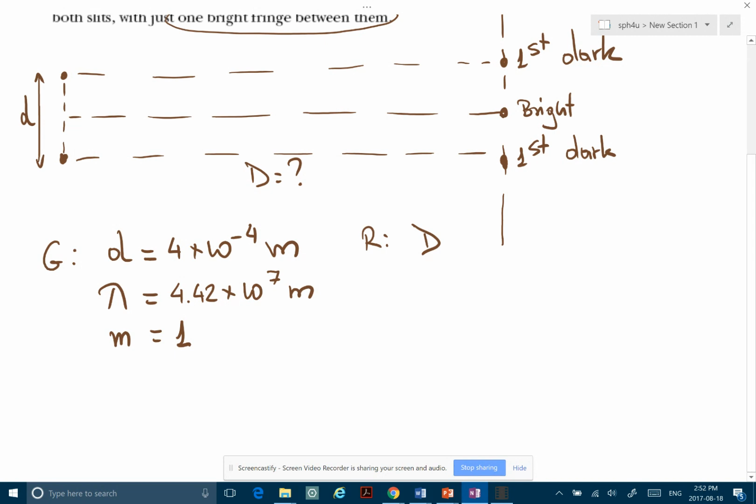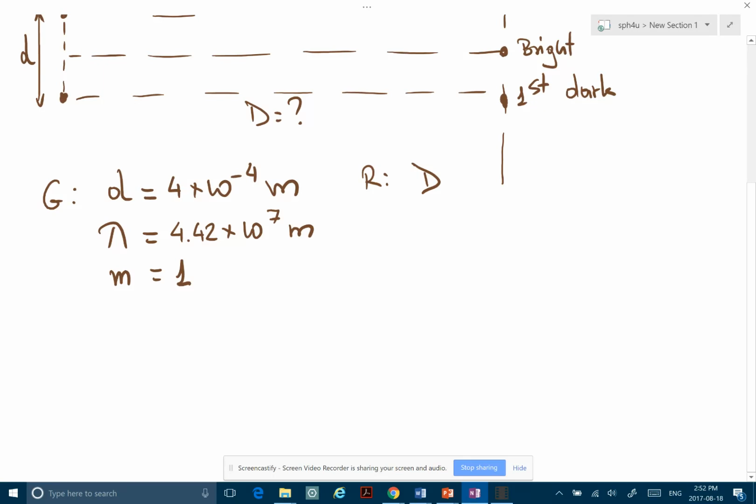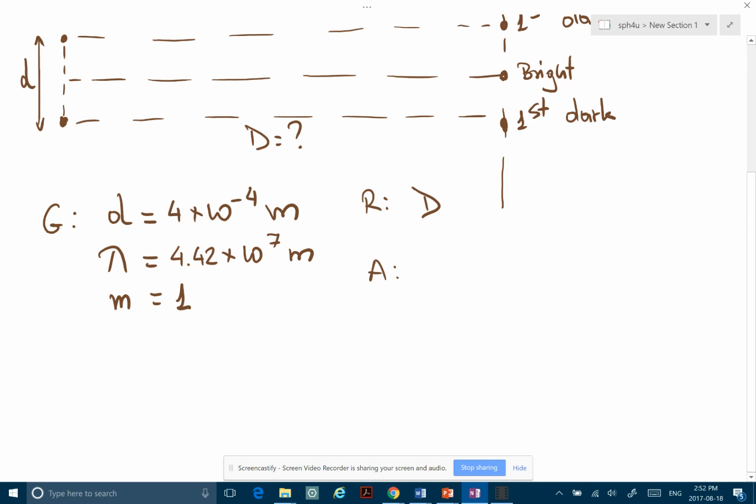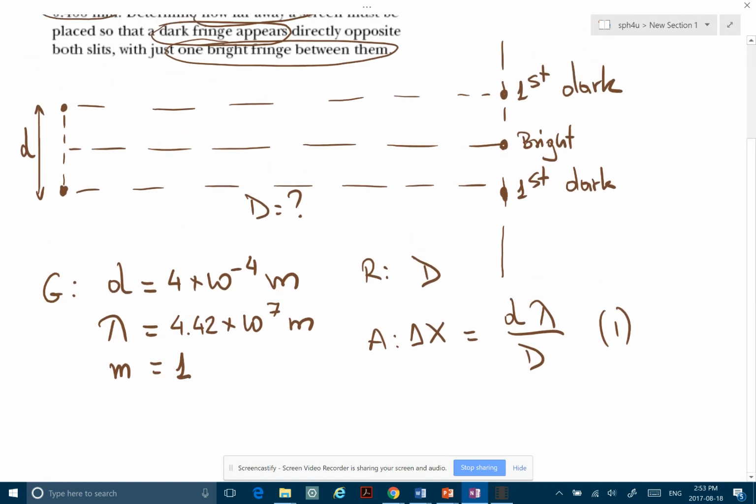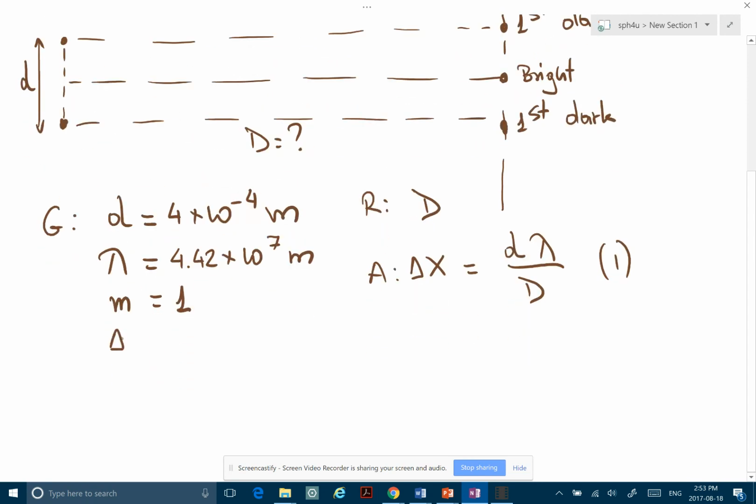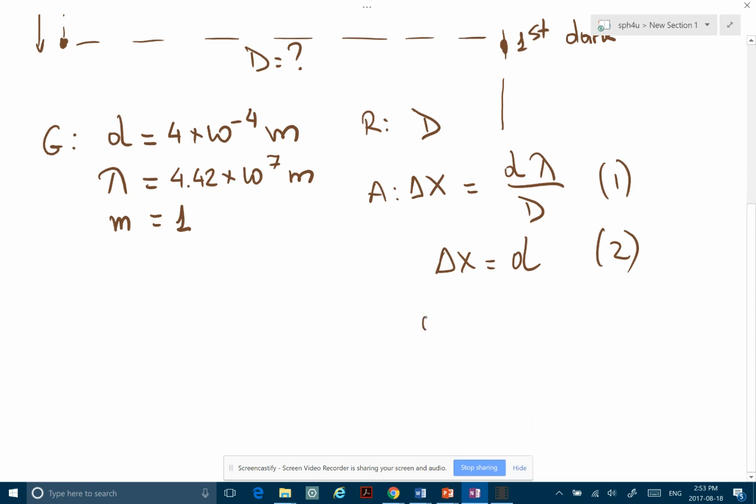We can work around this many ways, figuring out the distances and so on. However, we have one equation: the distance between two adjacent dark spots is delta x equals lambda D over d. That's an equation from the plethora of equations that we derived from the double slit experiment. What we know though is that delta x is actually the same as d. That's what the problem is stating, and that's part of our analysis.